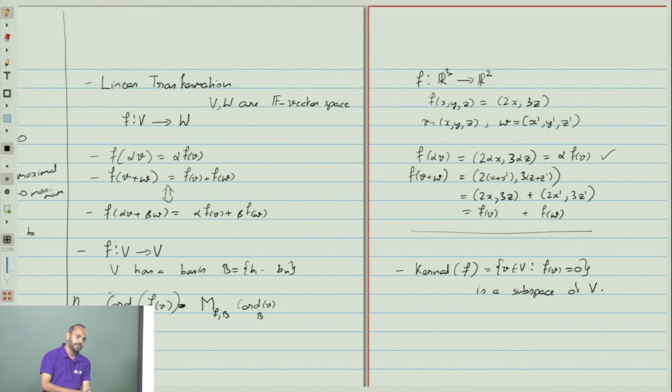Now, you take f of alpha times v plus beta times w. Since it is a linear transformation, it has to be equal to alpha times f of v plus beta times f of w. But f of v and f of w are 0. So, this also is equal to 0. So, that means alpha times v plus beta times w also belongs to the kernel of f. So, this is a subspace. Take a linear combination of vectors in the kernel, you will get another element of the kernel.